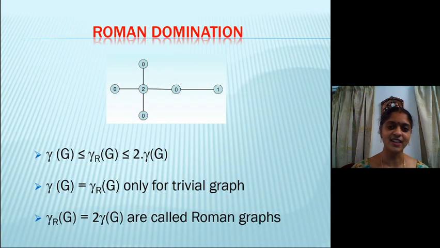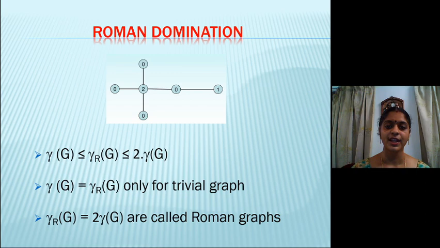For example, consider this graph. The vertices which are assigned value 0 are adjacent to a vertex which is assigned value 2. The only vertex which is not a neighbor of a vertex which is assigned 2 is given value 1 so that it is non-zero. So this is a Roman dominating function of the given graph, and we can see that this is going to be the minimum possible, so the Roman domination number of this graph is 3.